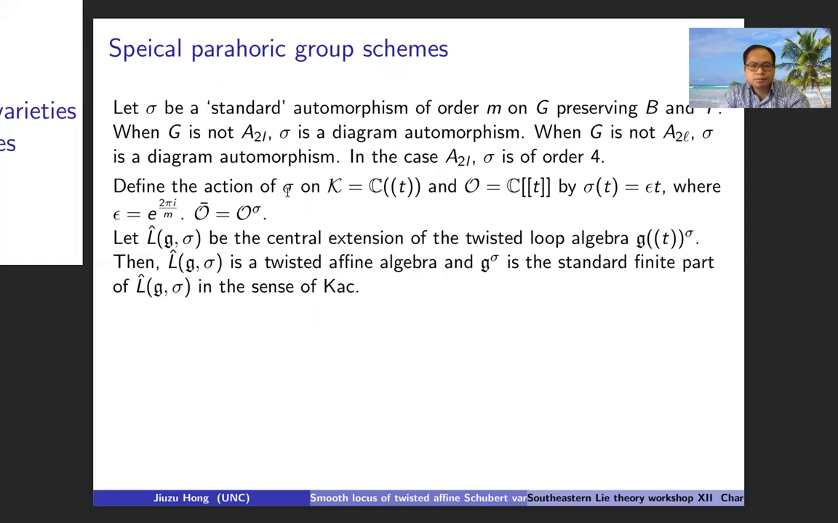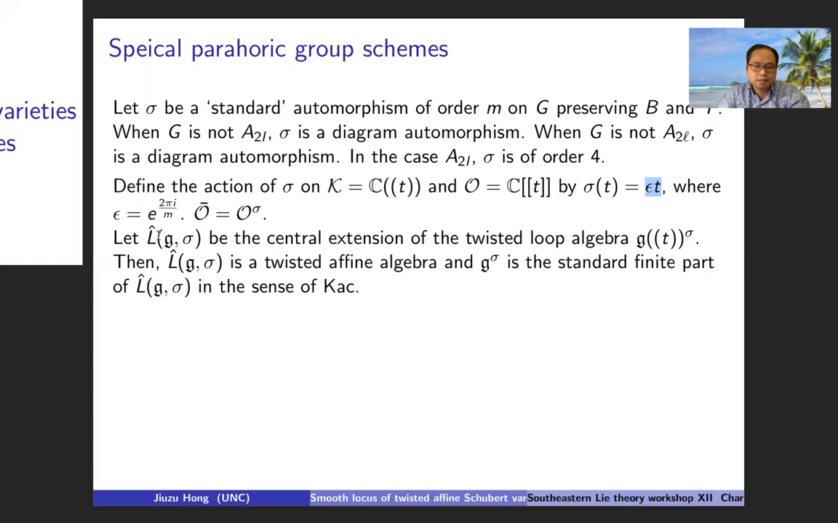Then we can define the action of sigma on this field and the ring O. Basically it means sigma will preserve C invariant and send X to T by multiplying this primitive root of unity, the M primitive root of unity. Here I assume sigma has order M, and then O bar will be the sigma fixed point on this ring.